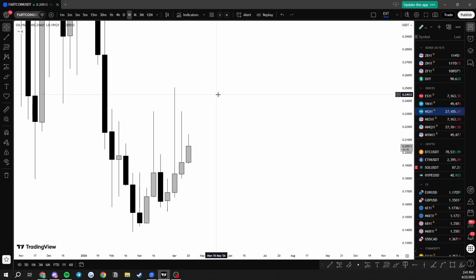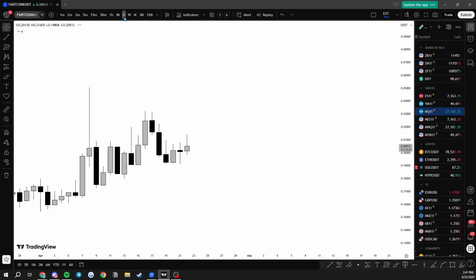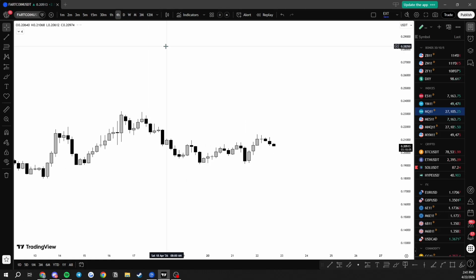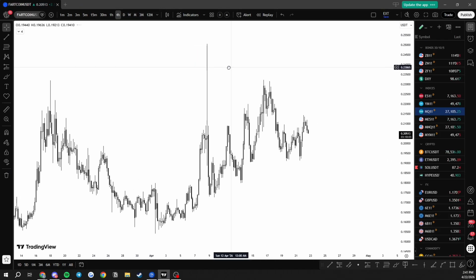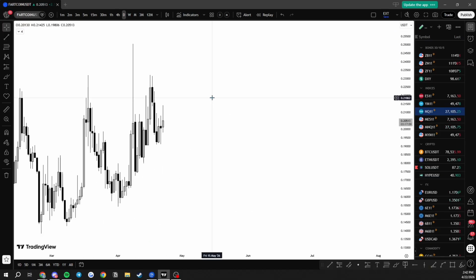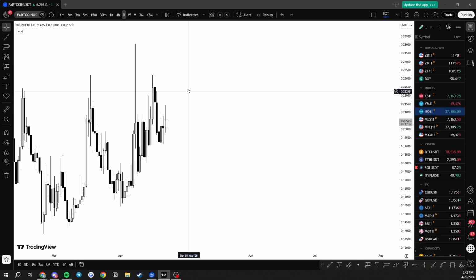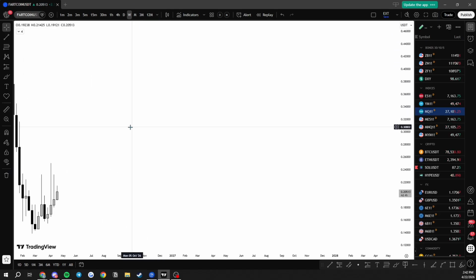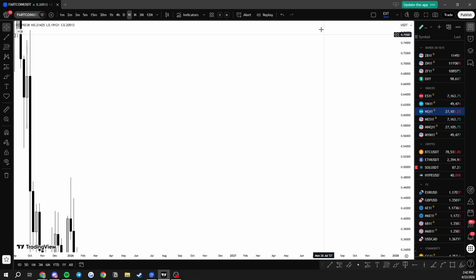But technically, this is bullish price action. Maybe the 4 hour. No, 4 hour is just as nasty. Yeah, I don't know. I had to spend some time looking at this one. It's just such an ugly chart.